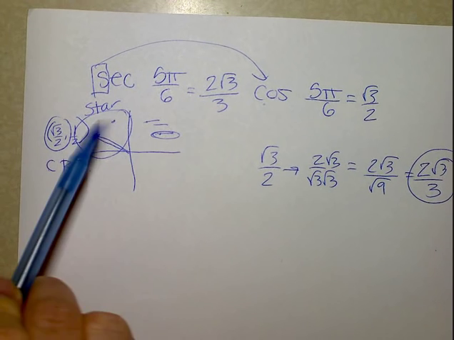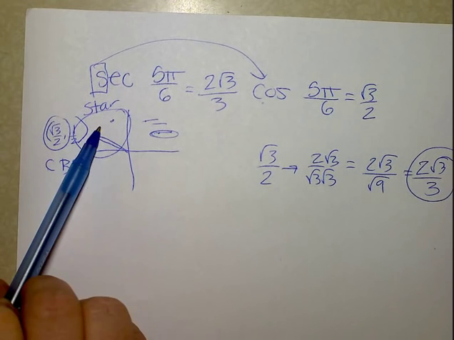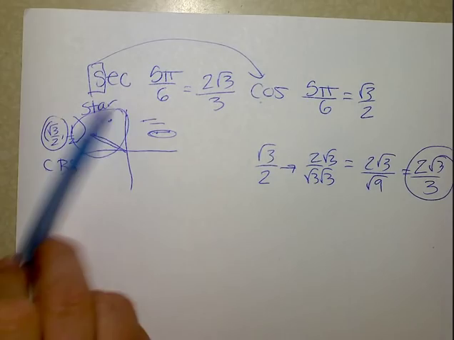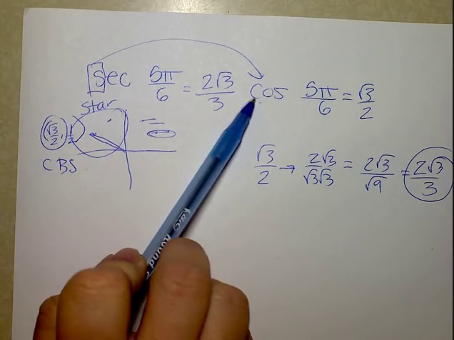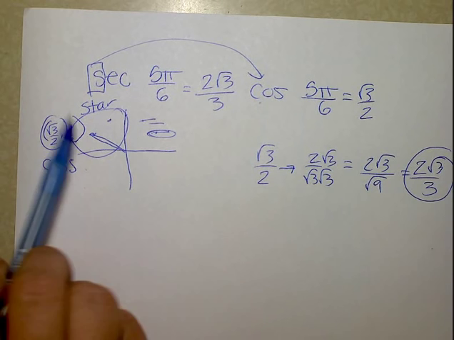All-Star Trig class. So S stands for sine. So anything that's a sine or the reciprocal of sine is positive. This is not a sine. That means that this would be negative.